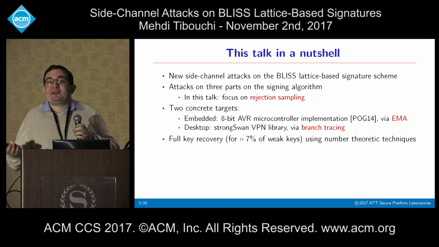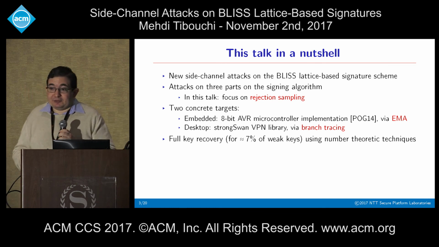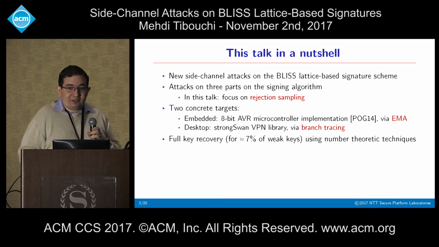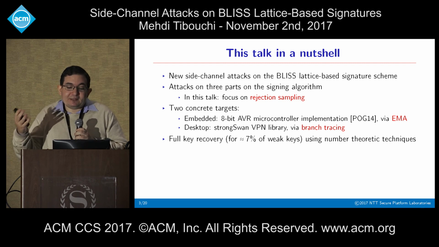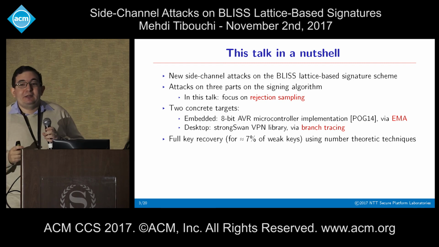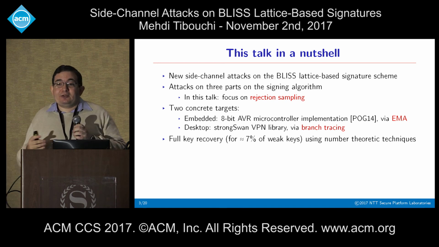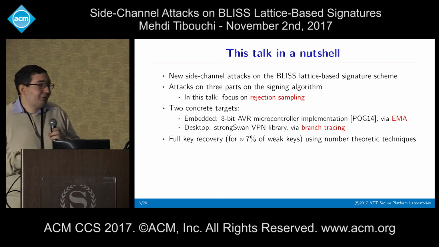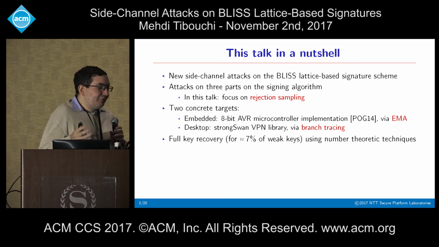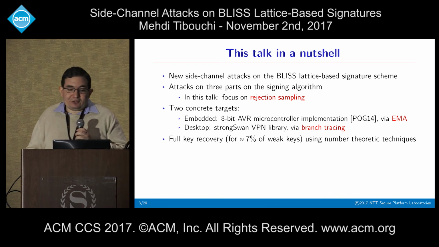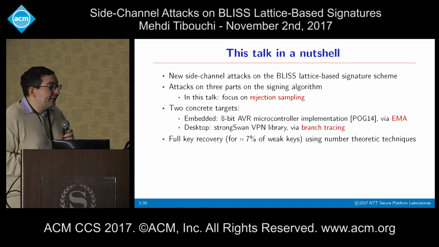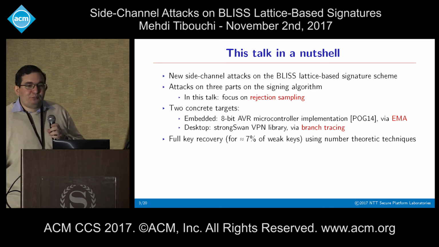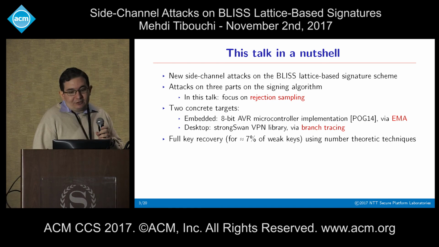We have 2 concrete targets against which we carry out our attack in practice. One is an embedded device, an 8-bit AVR microcontroller, and there's an actual implementation for this type of device in the literature. We attack that using electromagnetic analysis. And then we also have an attack on the desktop, against the strongSwan VPN library. This uses a pretty strong attack model, which we call branch tracing. I'll say a bit more about this later.